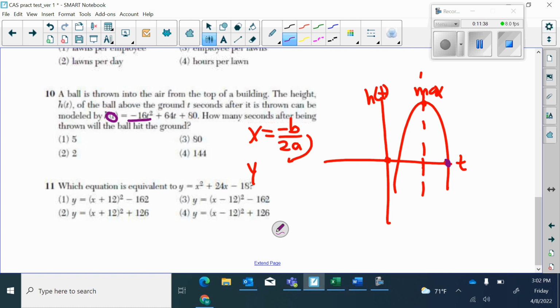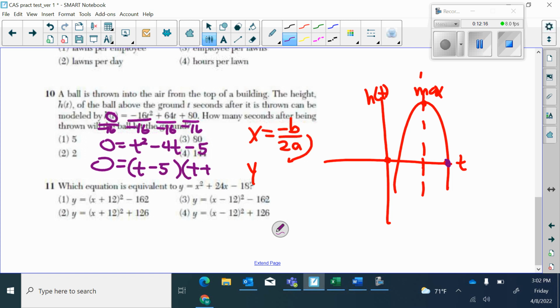Now you may not be able to see, but negative 16 goes into each of these. So I have 0, and dividing by negative 16 is still 0. So now I have t squared minus 4t minus 5. Remember, when I'm solving quadratics, if it's not a calculator problem, I want to divide by the GCF. If it was factored, I can't divide by the GCF, I have to factor out the GCF. But when I can solve it, I can divide by it, get down to that small number, and now you should be able to simply factor that. T minus 5 and t plus 1.